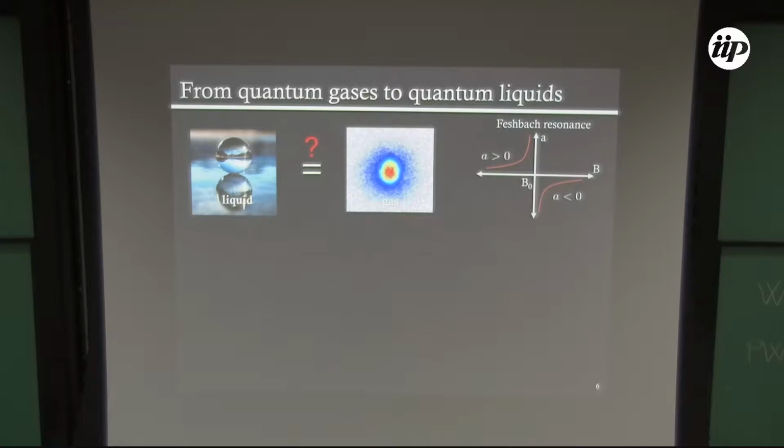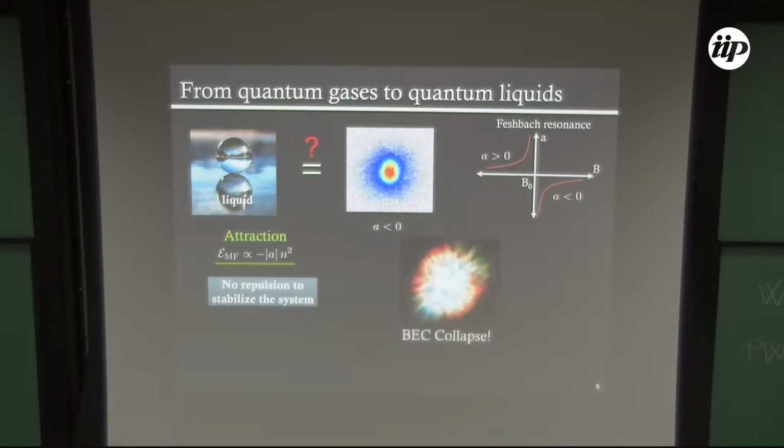Okay. So as I explained before, how can we create a liquid using a gas or using a Bose-Einstein condensate? So first we need attractive interactions to hold the system together. And in fact, in BECs, this is pretty simple because we can just use Feshbach resonances. So therefore, I can tune the interactions in my condensate to attractive. But this will be the mean field energy associated to my Bose-Einstein condensate that depends on the scattering length and the density squared. However, at this length scale, there is no repulsion that can stabilize the system. And what will happen is that my BEC will collapse.